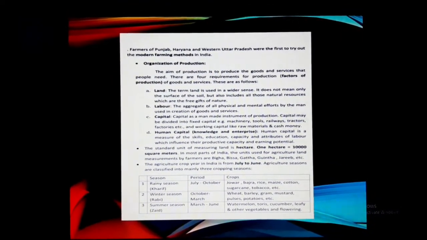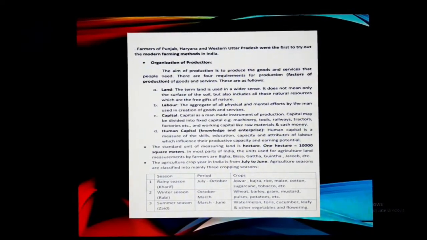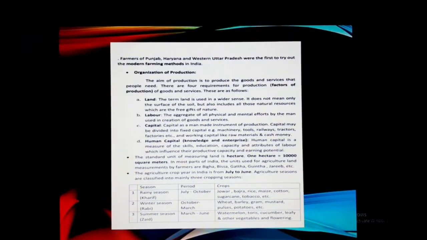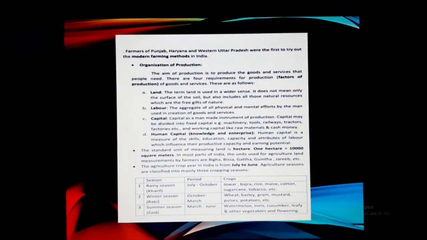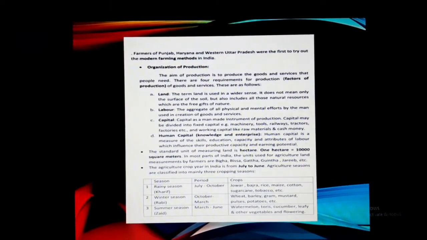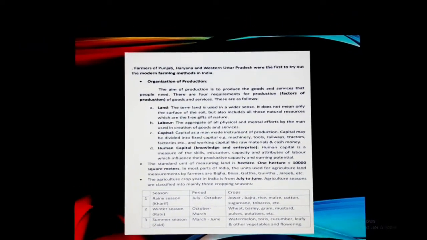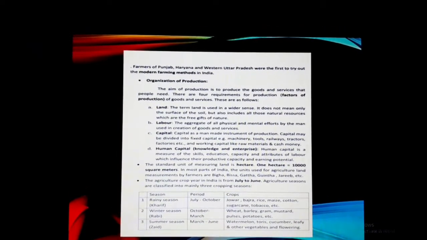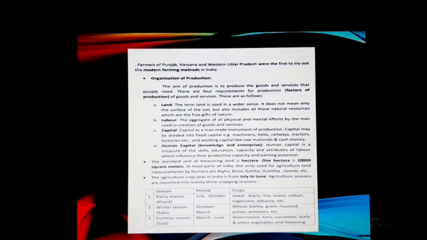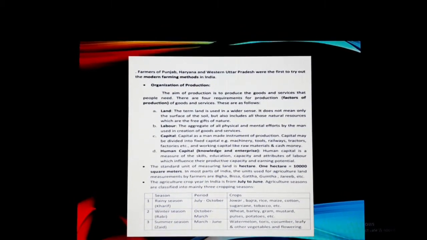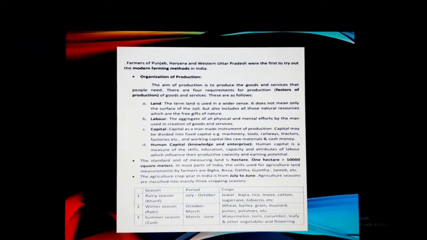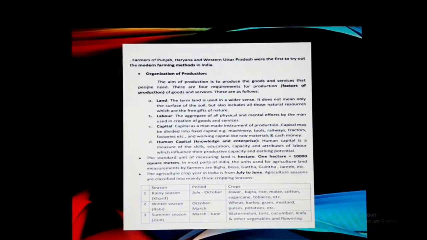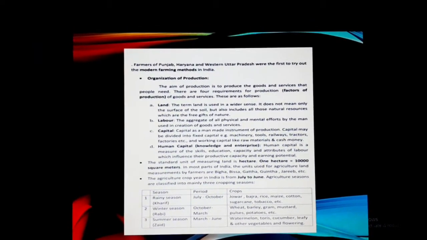Capital may be divided into fixed capital, for example machinery, tools, railways, tractors, factories, etc., and working capital like raw material and cash money. So money is not the only capital we see here, but money comes under the process of capital, whereas we can see human capital, which we also call entrepreneurship. It only depends on knowledge and enterprise. How? Because human capital is a measure of skill, education, capacity, and attributes of labor which influence their productive capacity and earning potential.